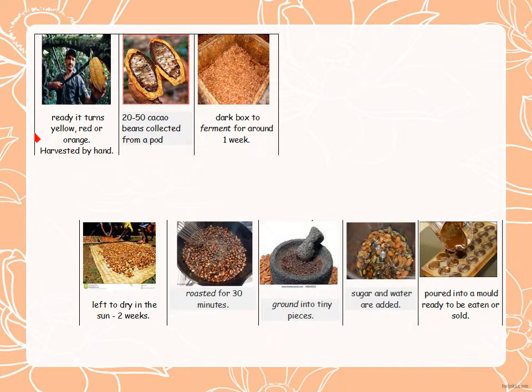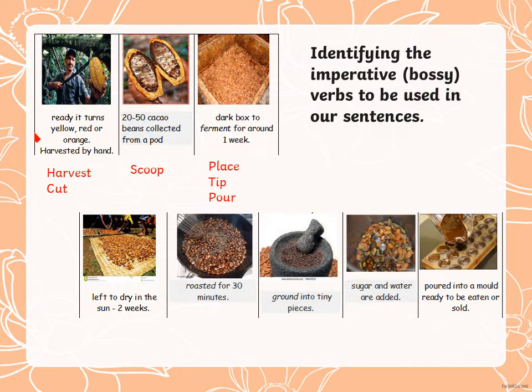What's in the next picture? Well, the cacao beans are collected from the pod. How do we get them out? You might hit it with a hammer or you might scoop them out from the inside. Okay, so those are the verbs that I need to get. Here we go. It says harvest or cut, scoop, and where the box is, you could place the beans in the box, you could tip them into the box or pour them in the box. I won't use all of these ideas, but it's good to have them ready.